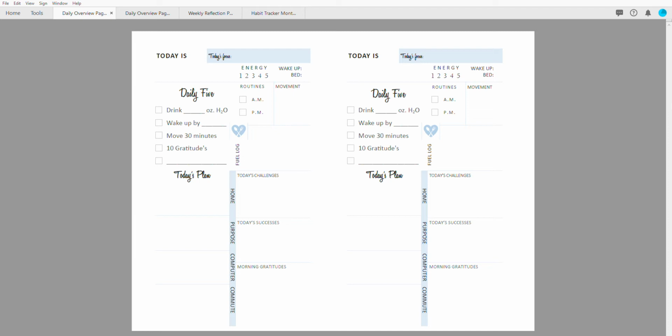So a 1 might be energy if you were, let's say, sick and you laid in bed all day or you couldn't get out of bed all day. That'd probably be a 1. So lowest level of being able to function.